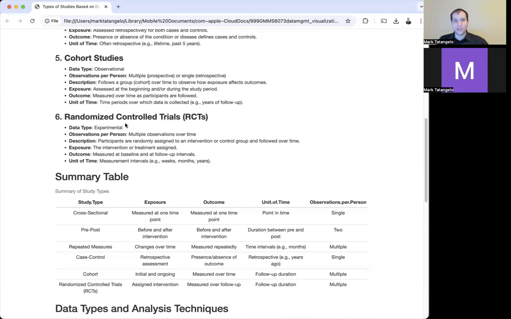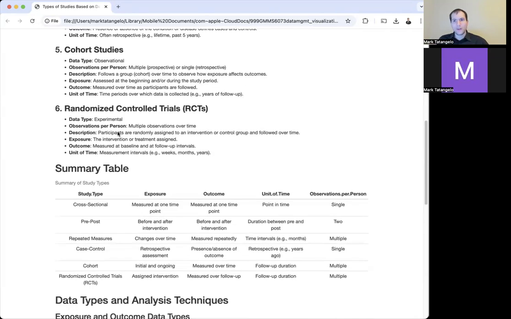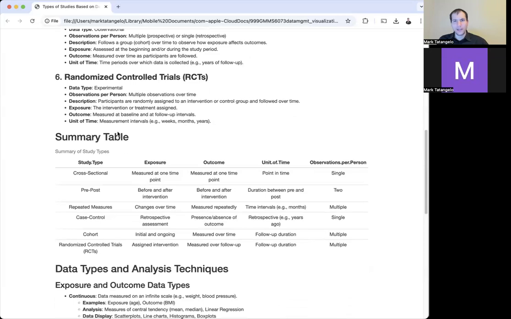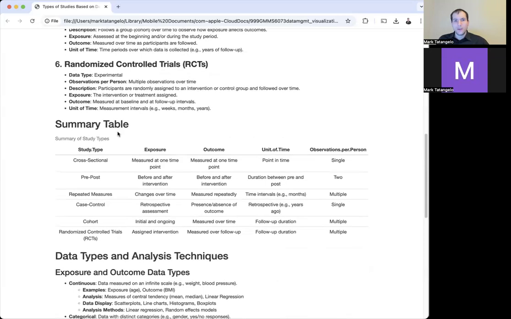And then finally, RCT. We won't use a lot of RCT data in this class, or in fact, any, I don't think. So this is experimental. You're going to have multiple observations per at least one pre and post exposure. Participants are randomly assigned to an intervention or control group and followed over time. Measurements are at baseline and follow-up intervals, and it's a pre-specified set of unit of time.